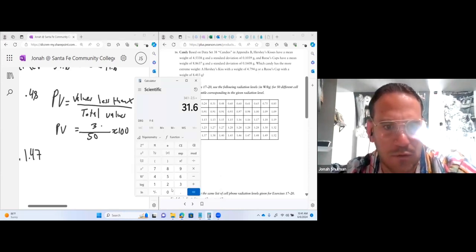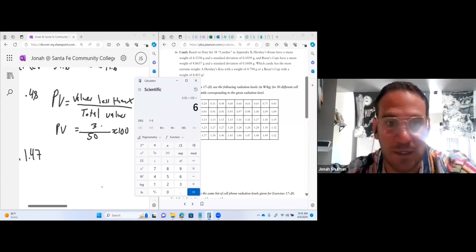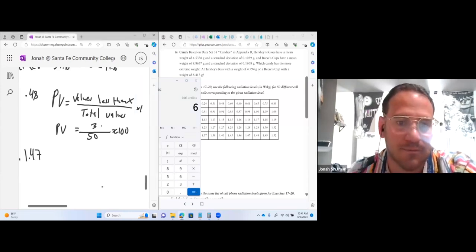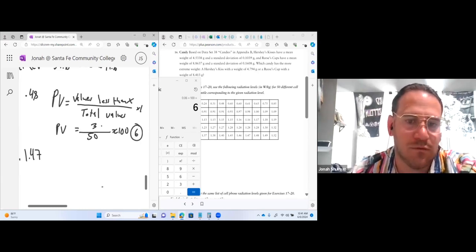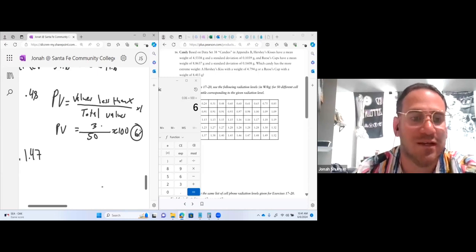And so we've got 3 divided by 50 times 100. That's 6%. So for this 0.48, you're in the 6th percentile. Ta-da! It's not 6 percent, it's 6th percentile. So I'm going to actually write it.